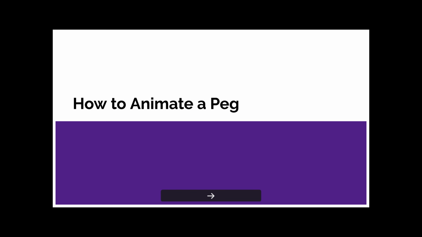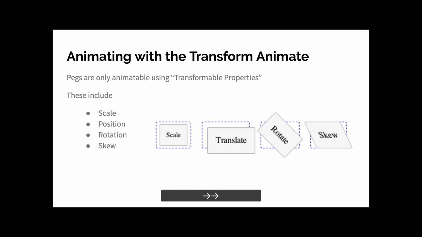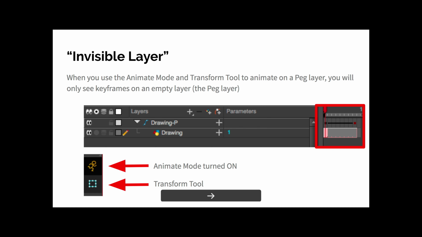How to animate a peg. Again, pegs only work with transformable properties. These are things that you do to something to move it. It's not hand-drawn stuff, but it's things like size, position, rotation, skew, any of that stuff you can do to a peg. You can also do it to a camera because a camera goes onto a peg. You can't do hand-drawn stuff with pegs. They're just containers. They're just holders that you can do different transformable properties to.